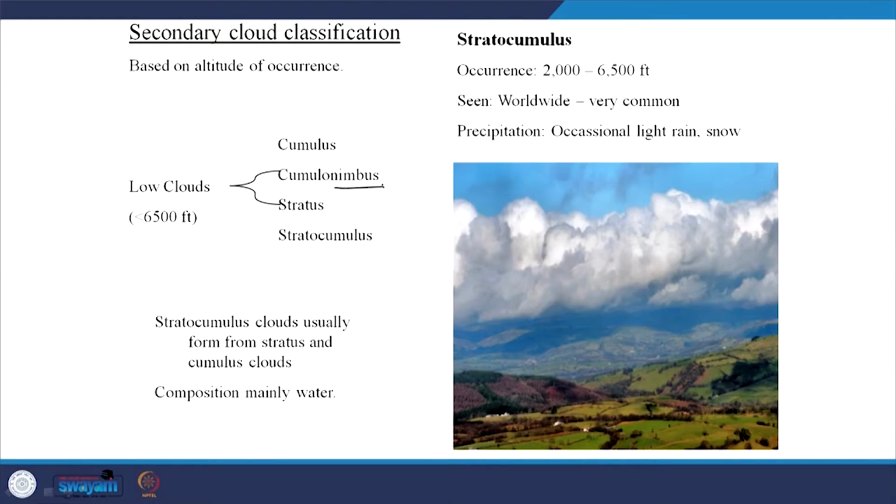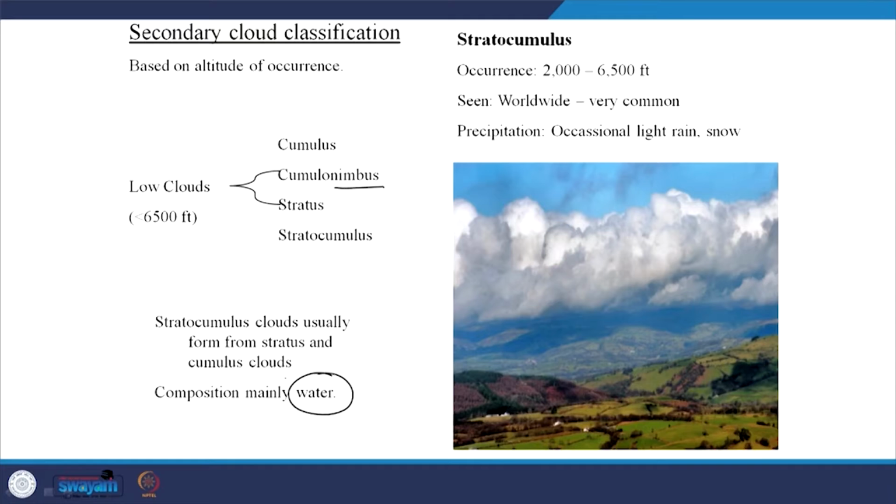They are seen everywhere. In the earlier class, we saw what stratus clouds and cumulus clouds are. In the secondary classification, we are able to see the different types of clouds in the low altitudes, that means below 6,500 feet. One of them is the stratocumulus cloud. It is a very commonly seen type of cloud that you can see anywhere. Precipitation is occasional. You do not expect heavy rains if you see this type of cloud in the sky, right? And they are mainly composed of water.